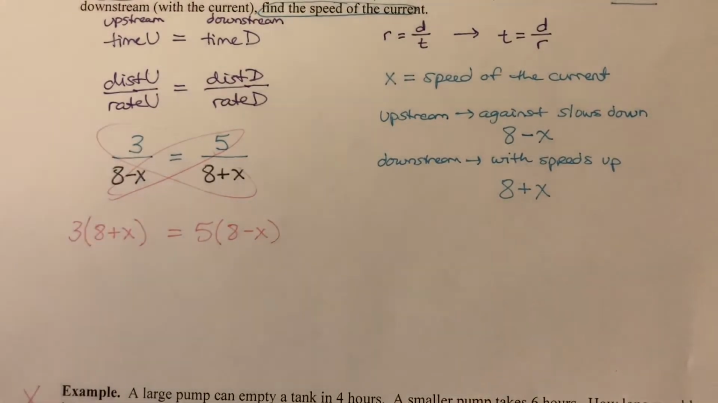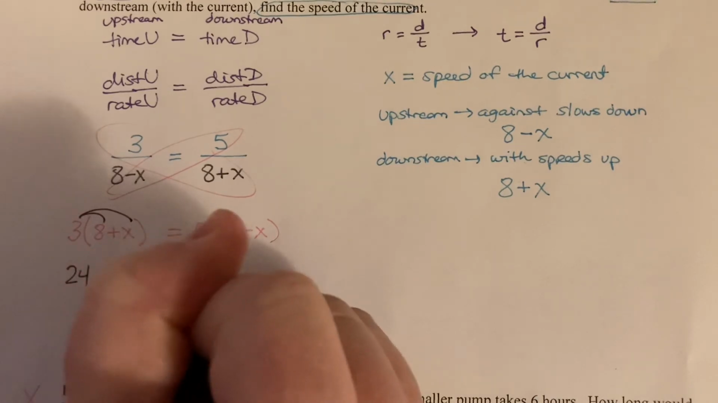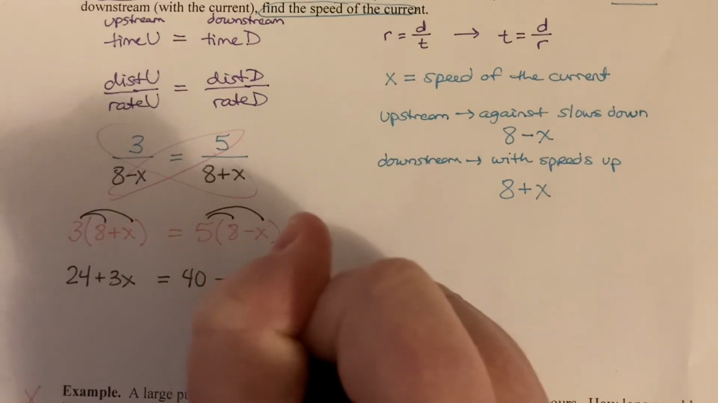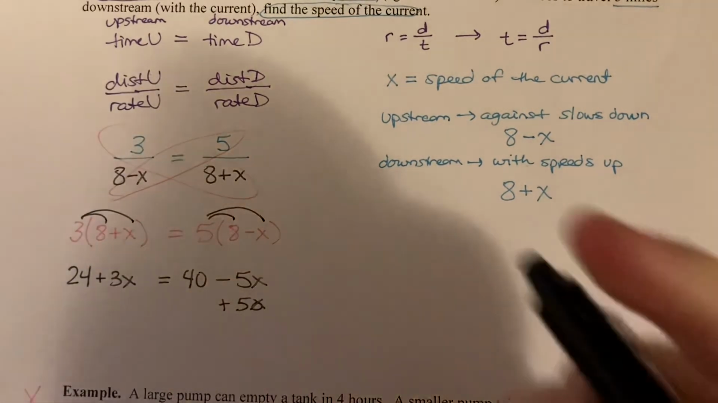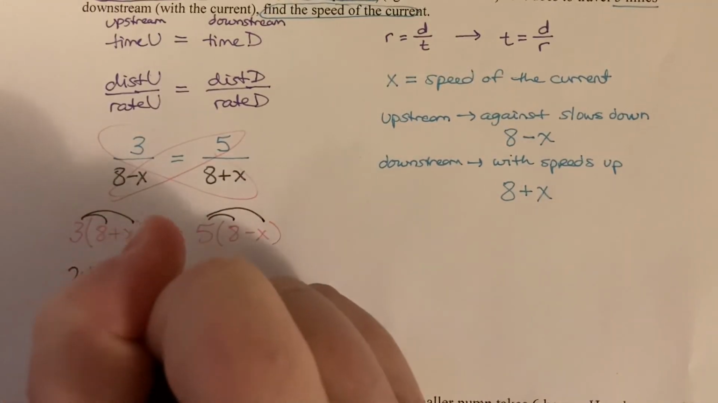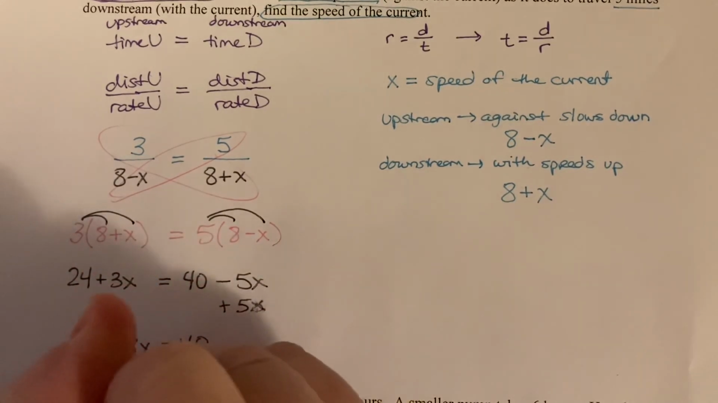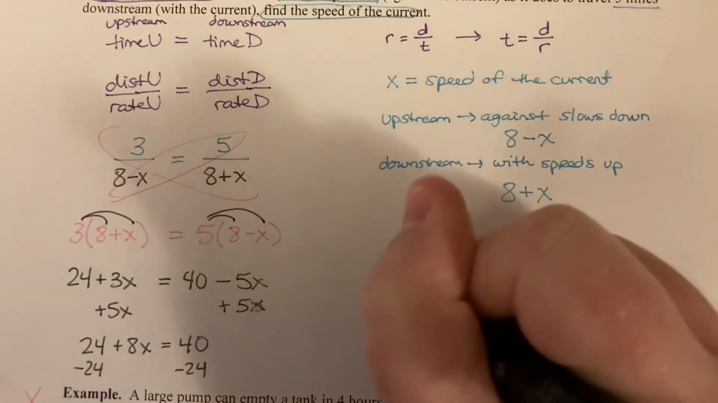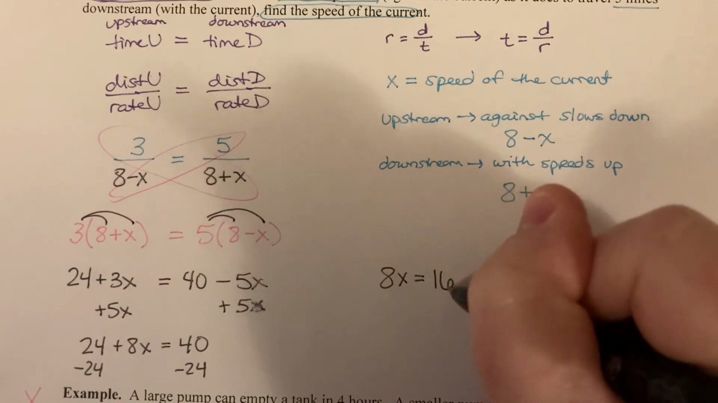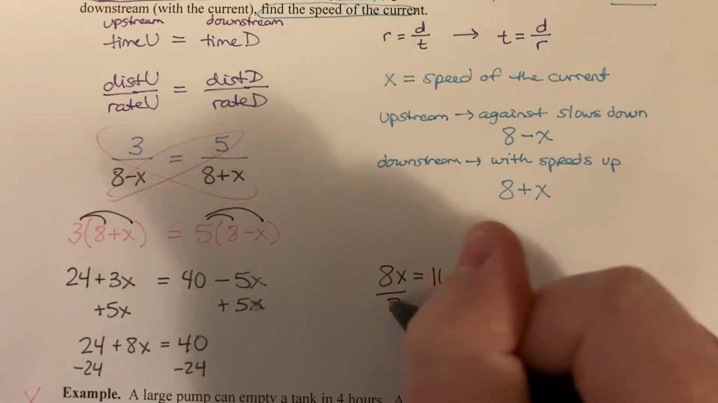Now that there's no more fractions, it shouldn't be too bad. We just need to do some distribution. So 24 plus 3x is 40 minus 5x. I definitely want to start by adding 5x to both sides. So add 5x, 24 plus 8x is 40, subtract 24. So what I'm getting is 8x equals 16. Dividing by 8, you get x equals 2.